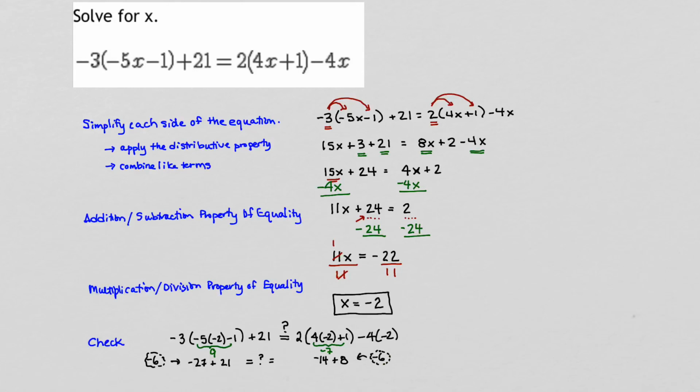This means negative 2, when substituted back into our original equation, gave us negative 6 on the left and negative 6 on the right. It gave us a true statement. And because it's true, that means this answer is correct. And we have now completely solved this problem for x. Our solution is x equals negative 2.